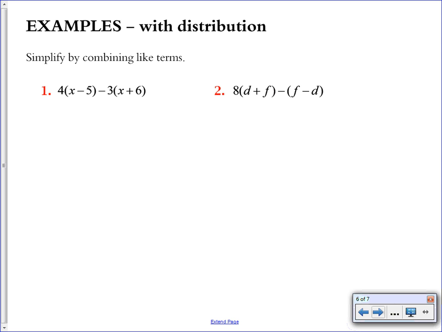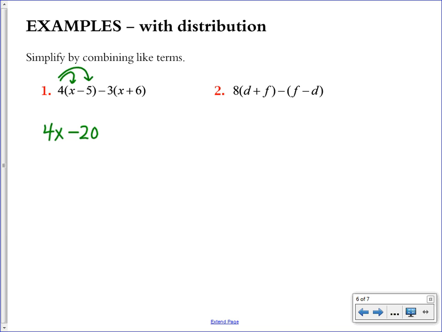Sometimes simplifying involves distributing first. So distributing means multiply. As you can see in the first example, I have a 4 in front of a parentheses x minus 5. That means that the 4 is being multiplied by the x and the minus 5. So I'm going to start by doing that. 4 times x is 4x. 4 times minus 5 is minus 20.